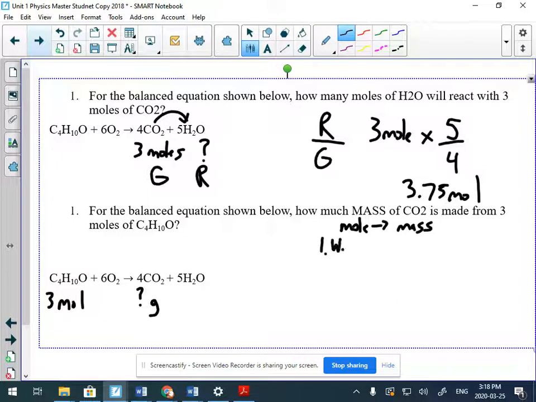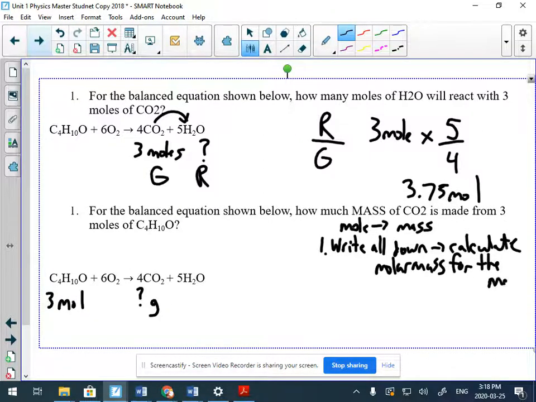First one is we have to write everything down. Okay. And that includes calculate molar mass for the mass. Okay, so the substance we're solving mass for is carbon dioxide. Carbon dioxide is CO2. So we have 2 oxygens, which are 16 each, and 1 carbon, which is 12.01. Our molar mass then is 44.01 grams per mole.